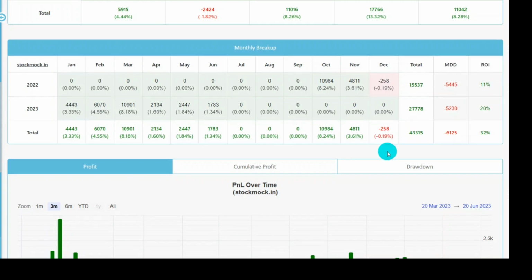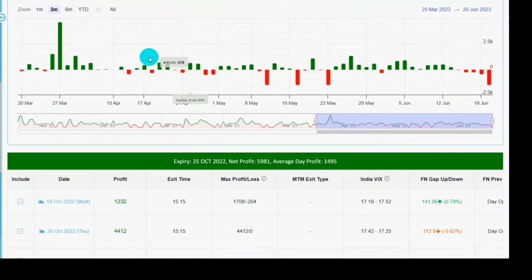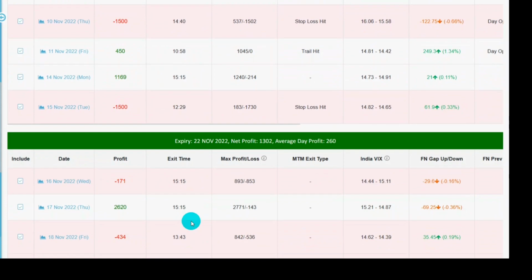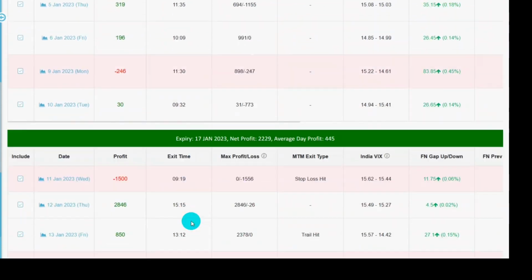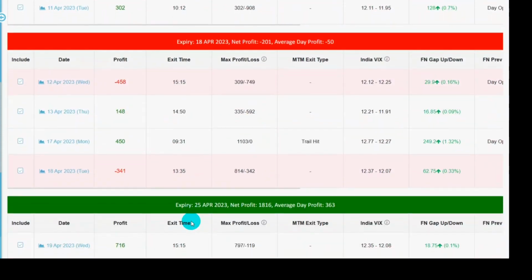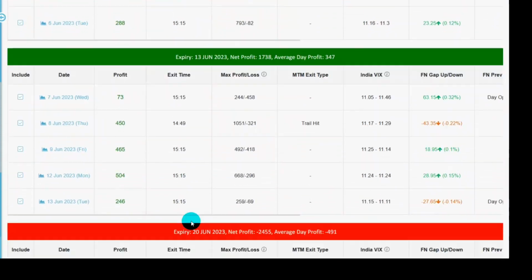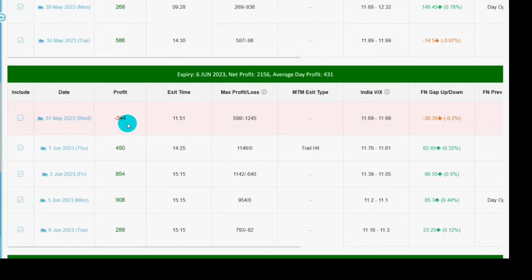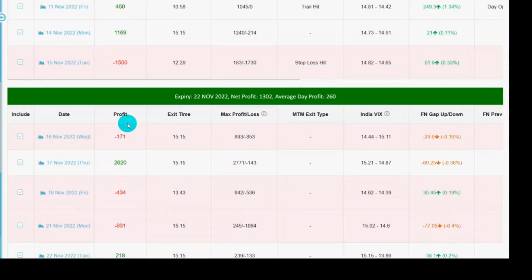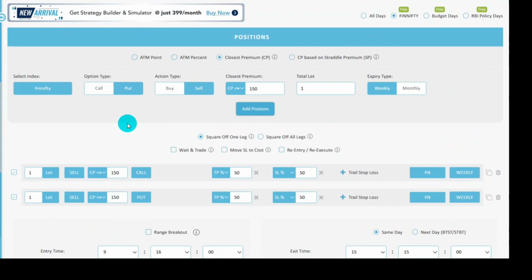Now you can also see each and every day how the strategy has run. Every detail will be provided by this platform. This is why I have made this video, because this platform will be very useful for traders who struggle to do backtests normally. On TradingView there is no way to backtest options, but now you can easily do the backtest with this platform.